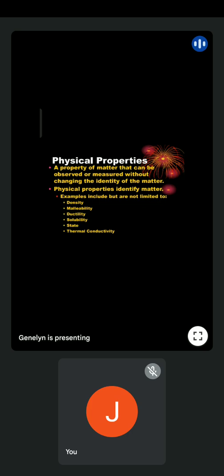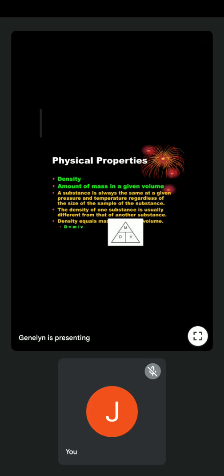Physical properties. A property of matter that can be observed or measured without changing the identity of the matter. Physical properties identify matter. Examples include but are not limited to density, malleability, ductility, solubility, state, and thermal conductivity.